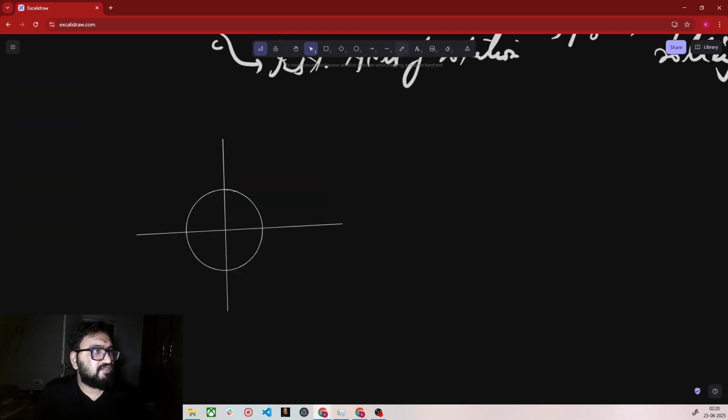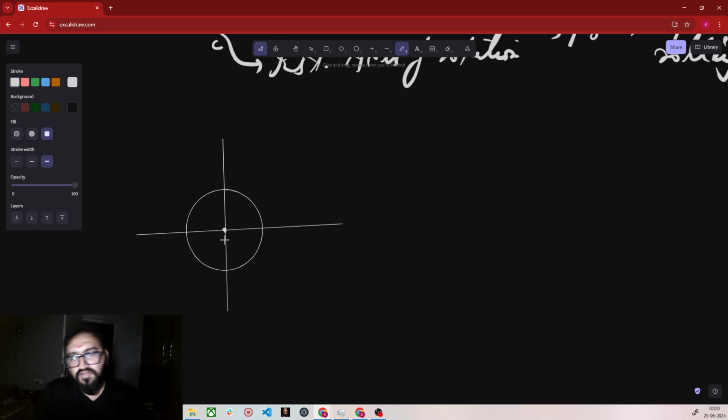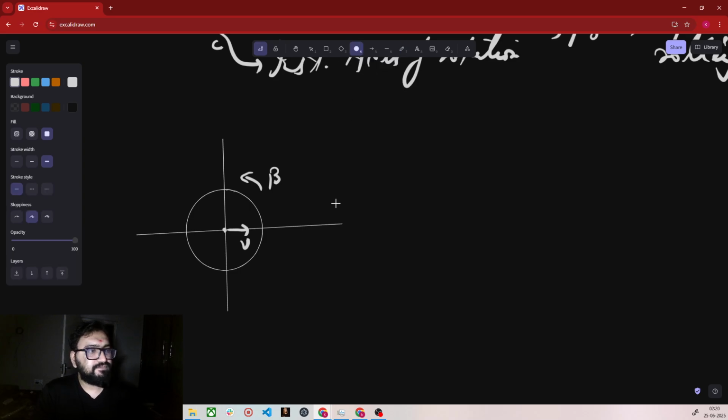Initially, since the body was at rest, the instantaneous axis of rotation was the axis of the disk. But as the body started moving as per the given condition, the axis of the body was moving with velocity of v, and the body was also rotating with an angular velocity of beta. So after some time, obviously, the body would have reached, let's say, this point.